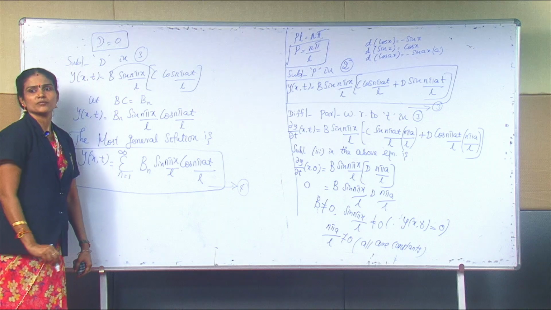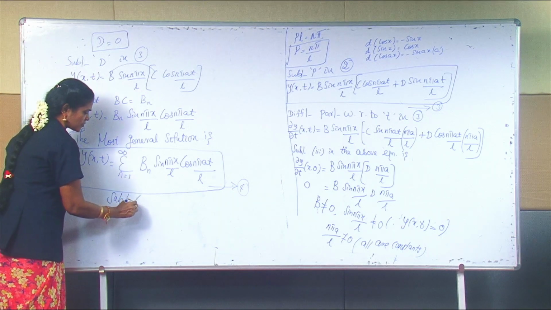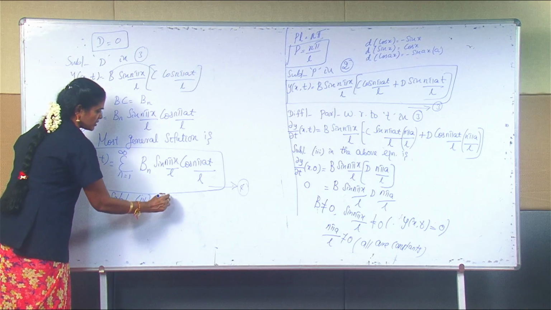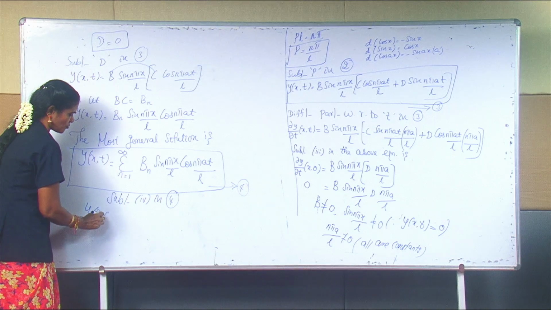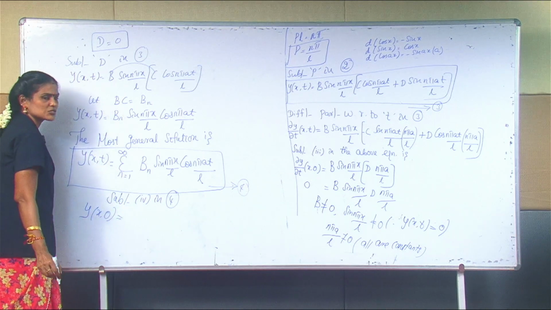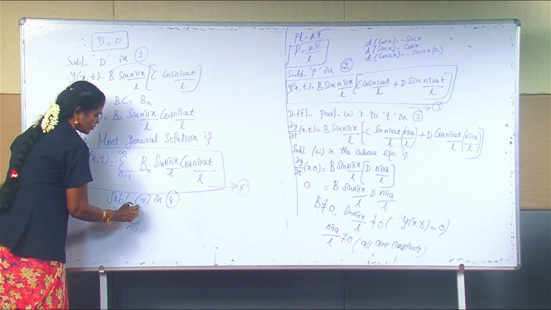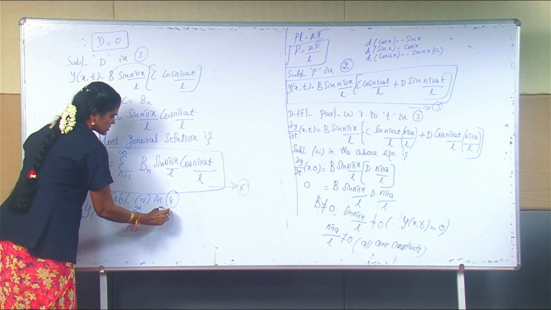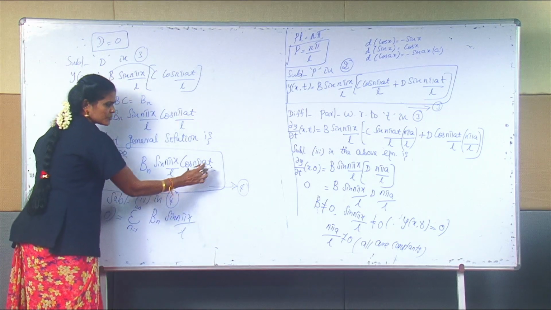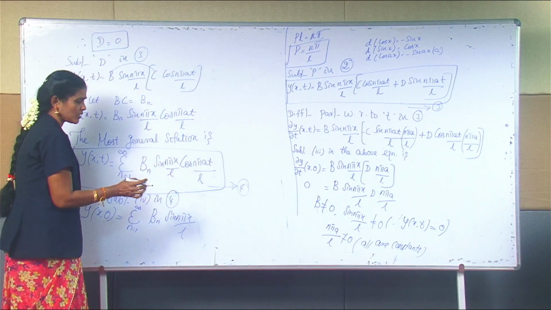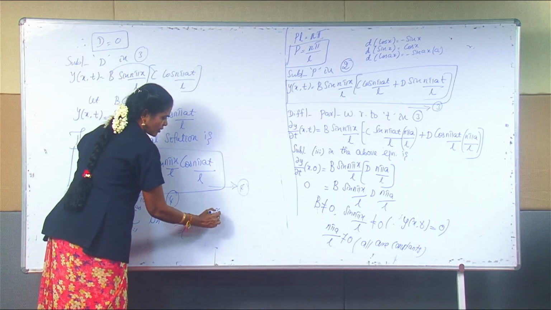So, take equation number 4. Now, substitute the last boundary condition in equation 4. The last boundary condition is y of x comma 0. In the place of t you have to consider 0. Y of x comma 0 becomes summation n equal to 1 to infinity Bn sin n pi x by L, cos 0 value is 1. So, Bn sin n pi x by L equal to f of x.